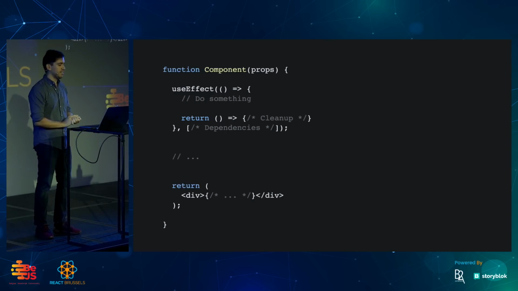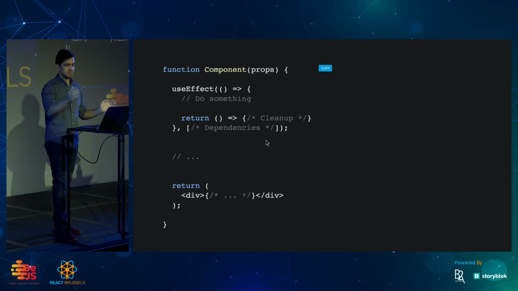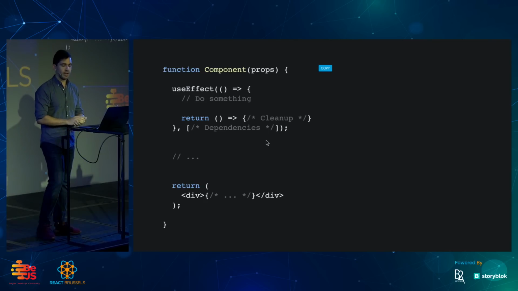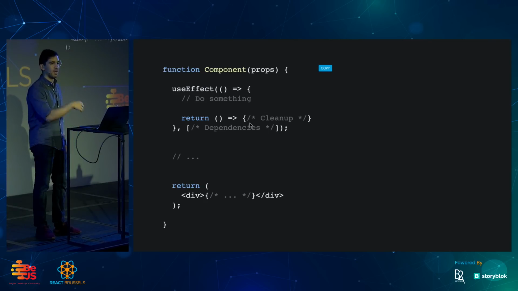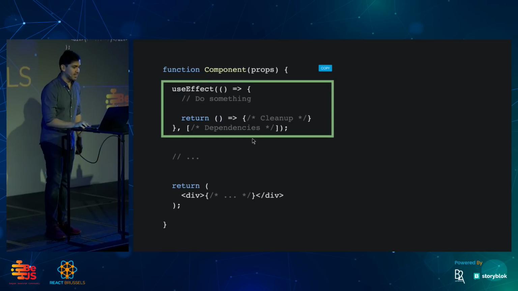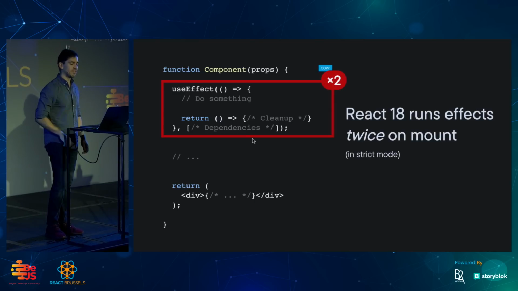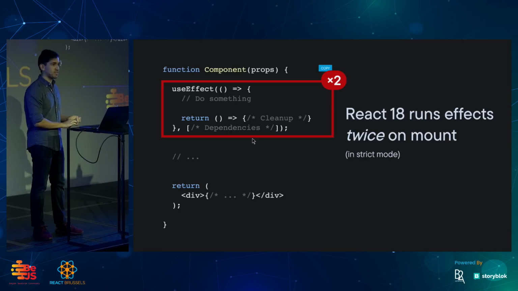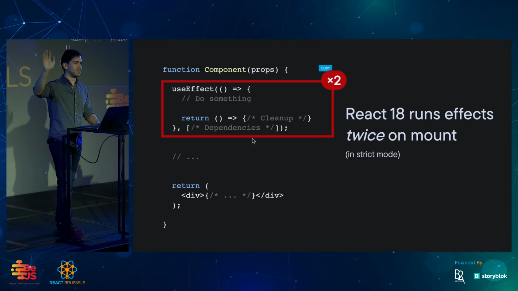So typically, this is what our useEffect looks like. We have a useEffect, it does something, we have a cleanup, dependencies, all is fine. It might have worked before, but then guess what? React 18 came out, and it rendered this again. So it ran the effect twice on mount in strict mode. How many of you have actually run into that, or is that just a me problem? Okay, a bunch of you.